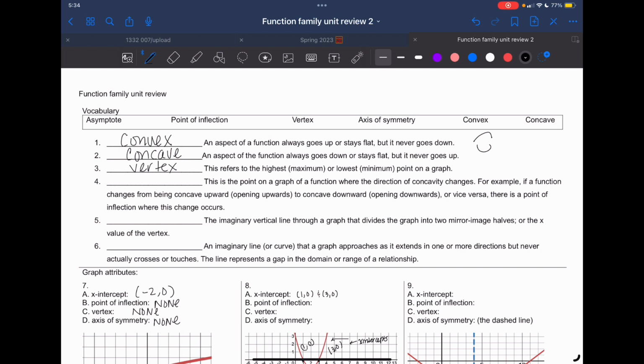This point on a graph of a function where the function of concavity changes. For example, if a function changes from being concave upward to concave downward, or vice versa, there is a point of inflection where this change occurs. This is just point of inflection.